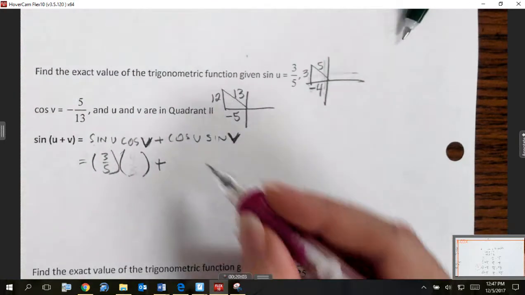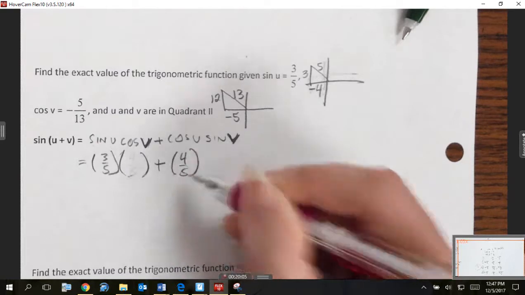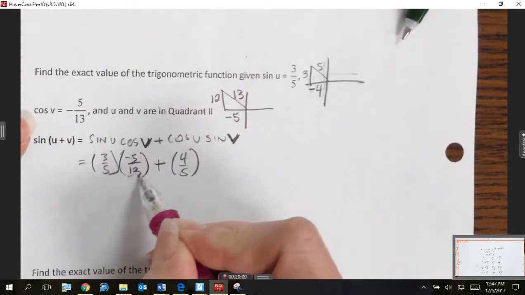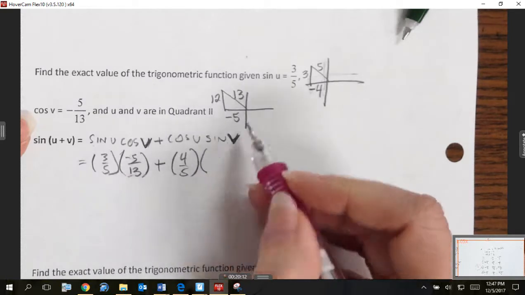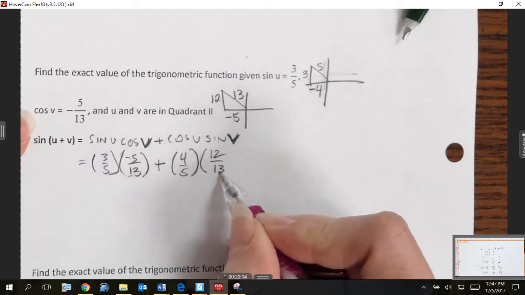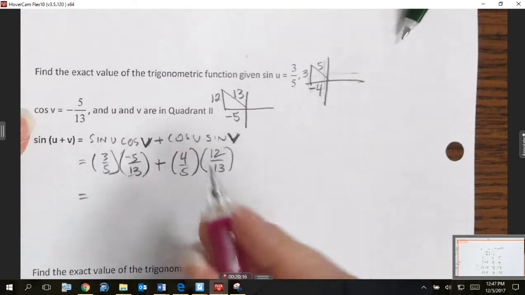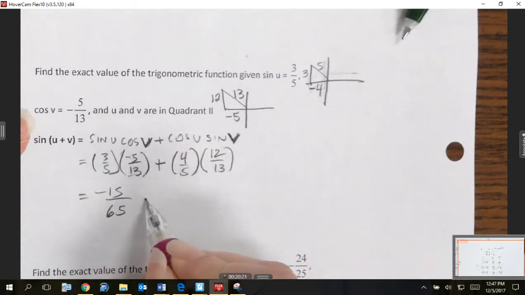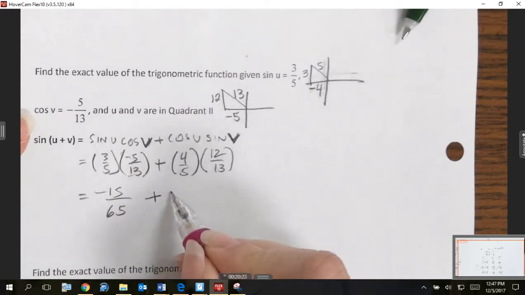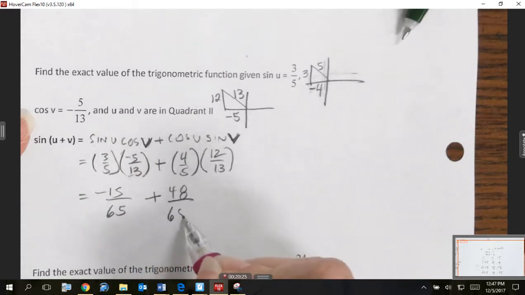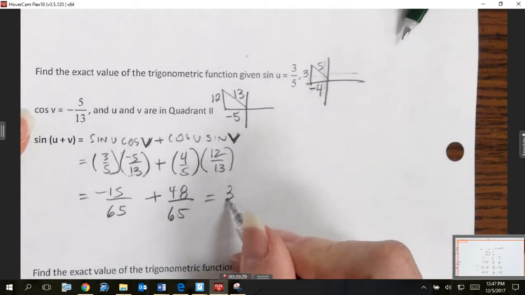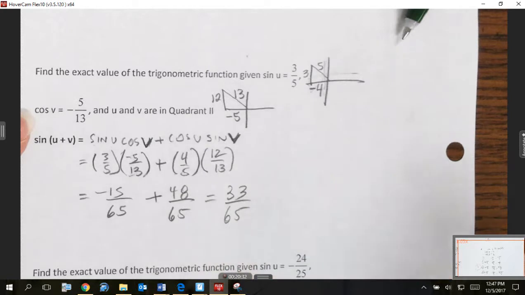Let me try that again. I am going to use cosine u over here now, so I did find it. Cosine v was given, negative 5/13. And then sine v I have to find, but that's 12/13. Multiplying the fractions across, I get negative 15/65 plus 48/65. I add them together, and I believe it's 33/65.